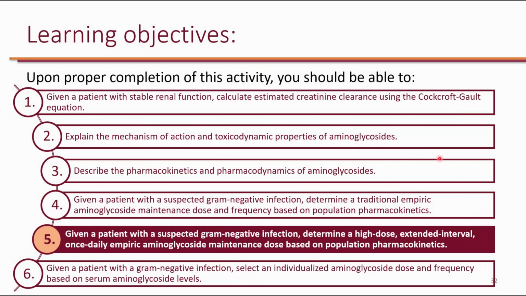We explained pharmacology and PK/PD of aminoglycosides. We also use population kinetics to come up with traditional empiric aminoglycoside dose and frequency. Now, the next learning objective is, given a patient with a suspected gram-negative infection, determine a high dose extended interval once daily empiric aminoglycoside maintenance dose based on population kinetics.